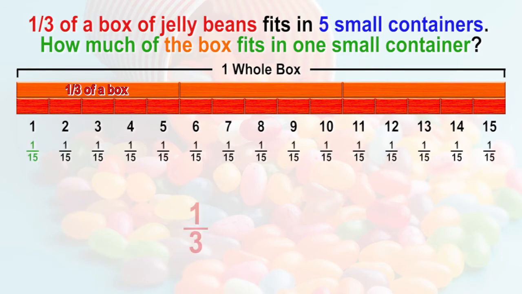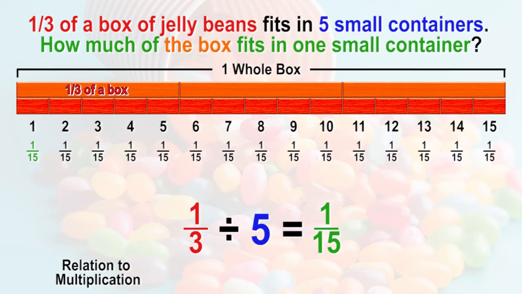The dividend 1/3 is represented with just 1 of the orange rods. The divisor 5 is represented with 5 red rods. The quotient 1/15 is represented as 1 of the red rods, as compared to the whole box of jelly beans. The related multiplication equation would be 1/3 is 5 groups of 1/15. The dividend represents the divisor amount of the unknown measure.